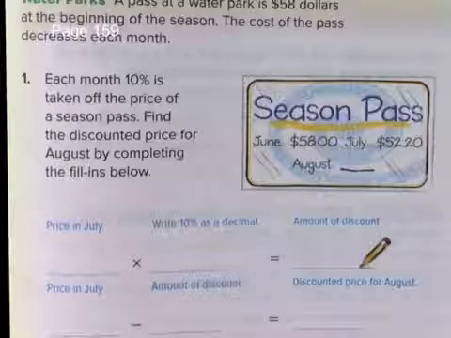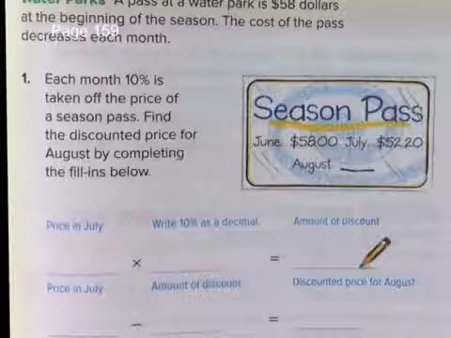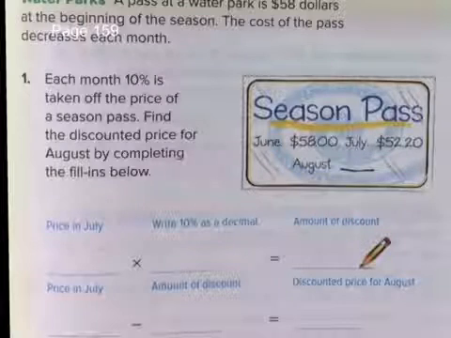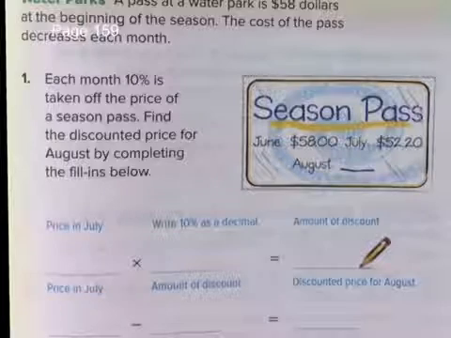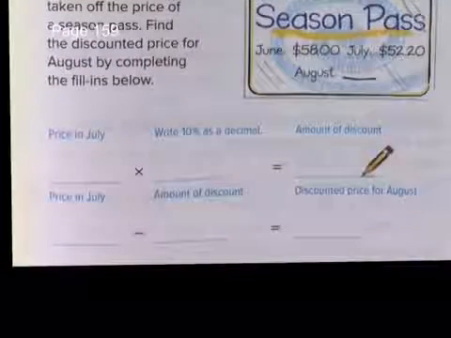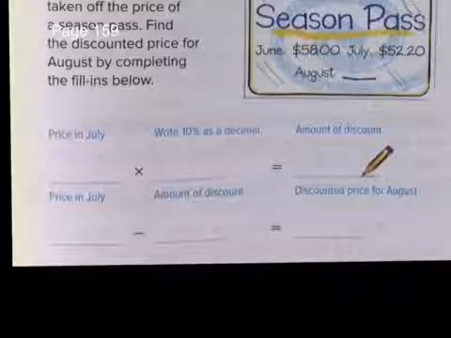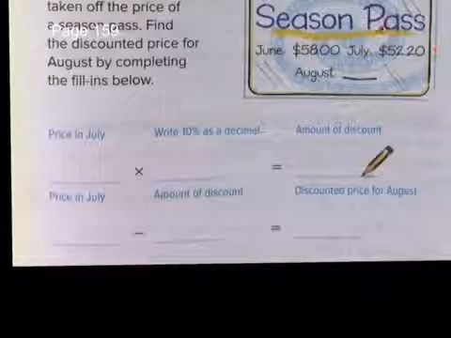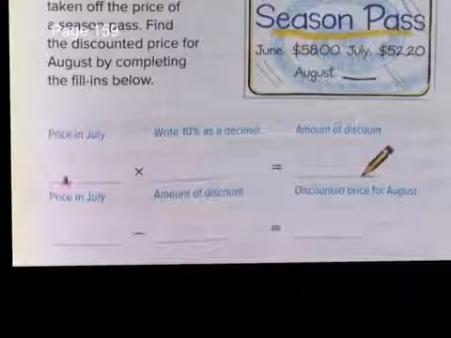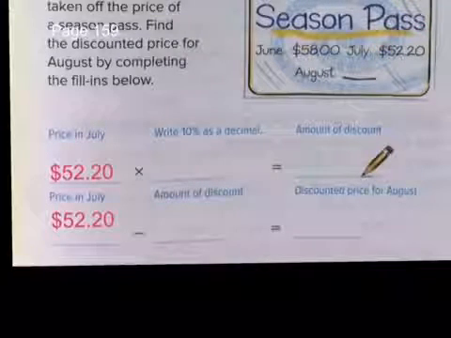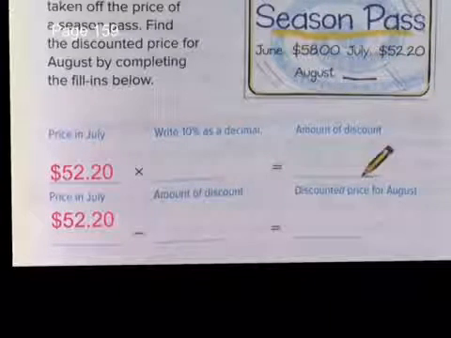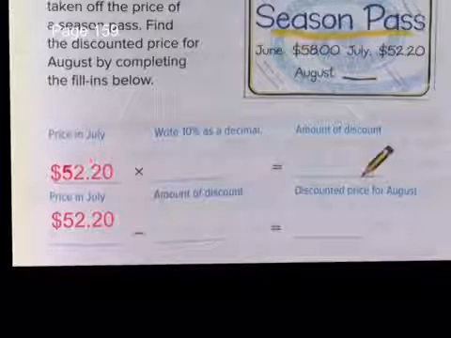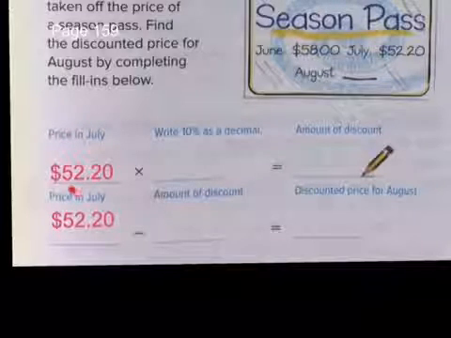We start in July, and then we have to take off the 10% of what the original price is, and now we have our amount to be discounted, and we can just insert it over here in the equation. Let me move this up. In July the price is $52.20. So let's enter that right here and right here. Go ahead and write those in there: 52.20, 52.20, and then write 10% as a decimal. Now remember, we looked at in class that we can find 10% of any number simply by moving the decimal place over 1.